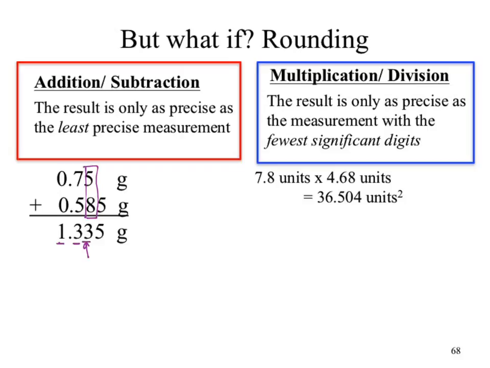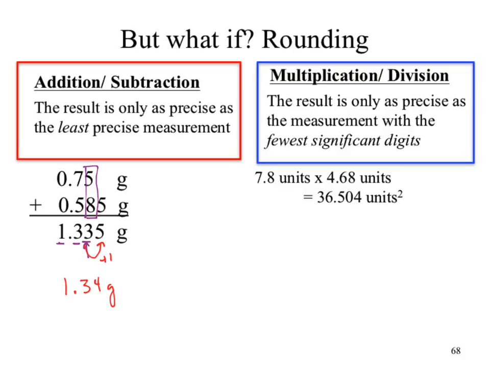Okay? What's the issue about reporting that 3? Okay? It's halfway to becoming a 4. So what should I do to that 3? Keep it a 3 or make it a 4? It depends on the conventions that you're raised with. Unfortunately, the general accepted convention is if it is 5 or larger, you round by 1. And the number becomes 1.34 grams.